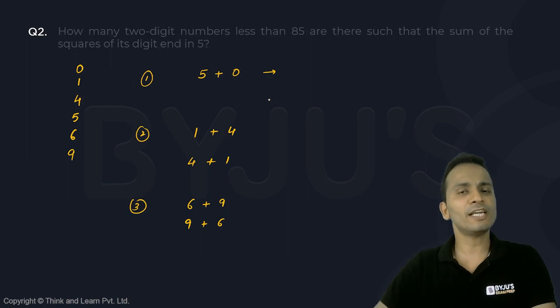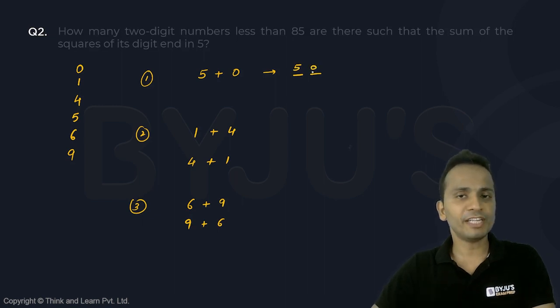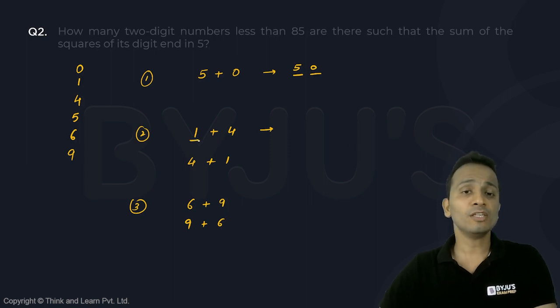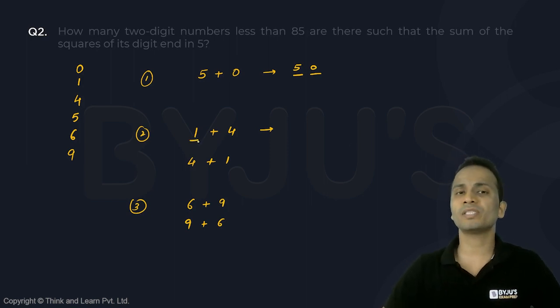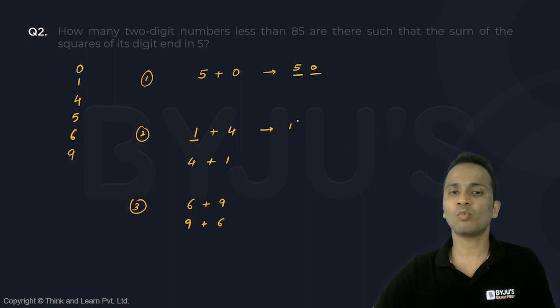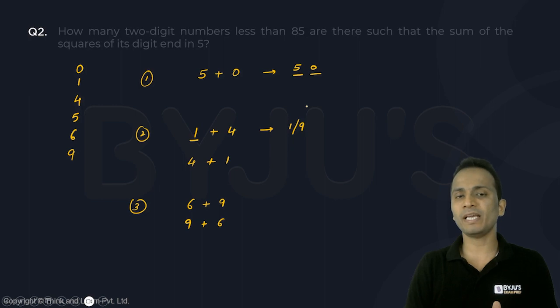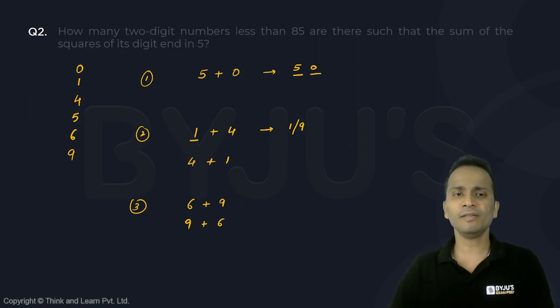Now, first of all, let us write all the cases. Now, here the number can be 5, 0, 50. Okay, so 50 is a number such that the sum of the squares of the digits will end with 5. Now, the square ends with 1. So what are the numbers whose squares end with 1? So it can be either 1 or it can be 9, right? So tens place can be either 1 or 9.